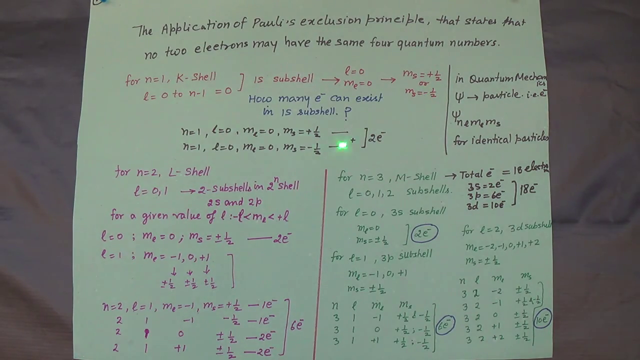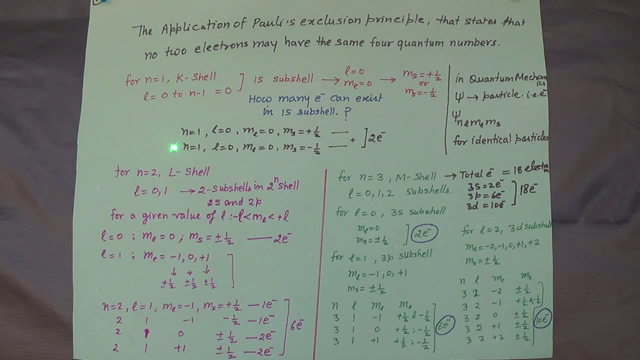So the question is, how many electrons can exist in one s subshell? We know that two electrons can exist in the s orbital. So will all these four quantum numbers be the same or different for these two electrons in an orbital, in a subshell? This is the question. Will the four quantum numbers be the same or different for these two electrons in an orbital? In a room only two electrons can exist, but what about the quantum numbers? Will they be the same or different?